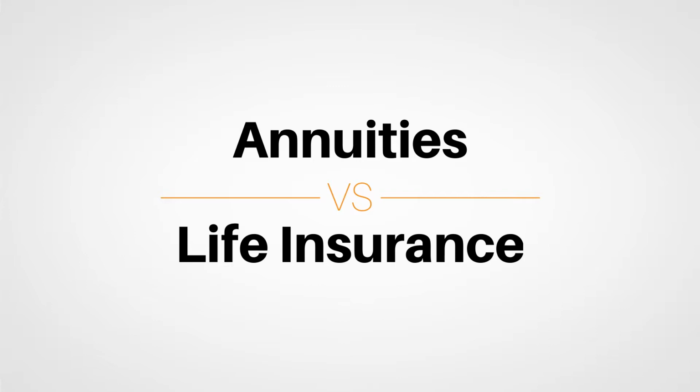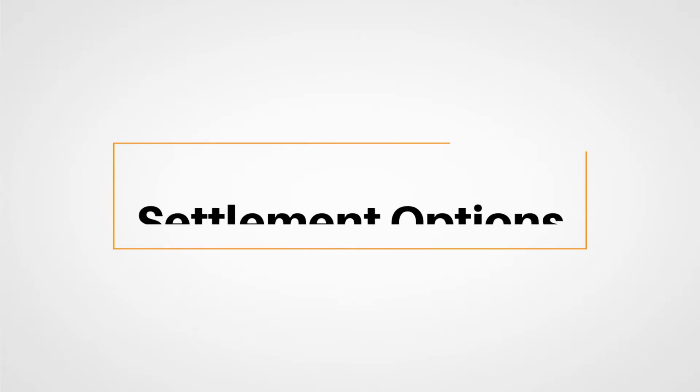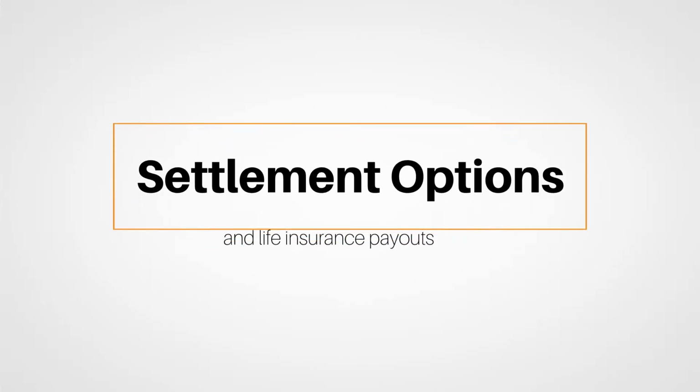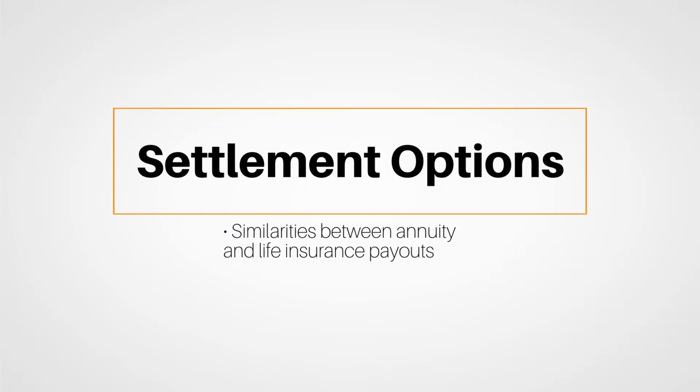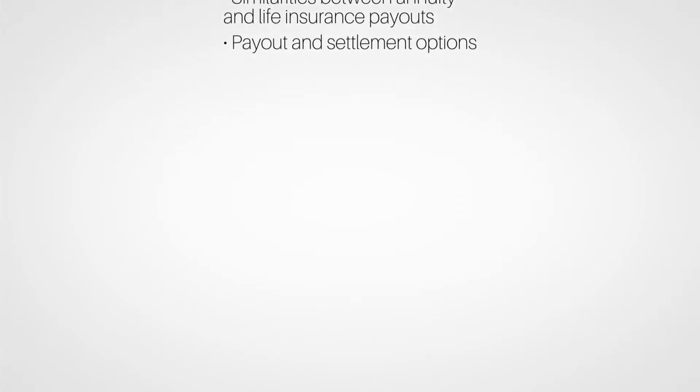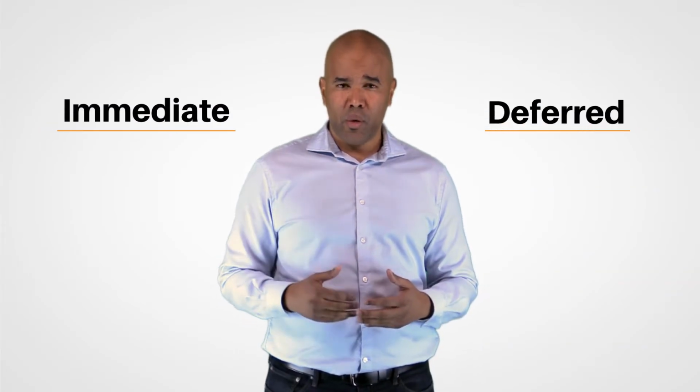One example is that life insurance and annuities have different methods for payment of premiums. In the area of settlement options, you'll see that annuity payouts are remarkably similar to life insurance payouts. In fact, if you learn the payout and settlement options for one, you learn them for both. The lesson then goes into differences between immediate and deferred annuities.